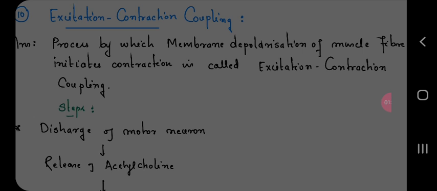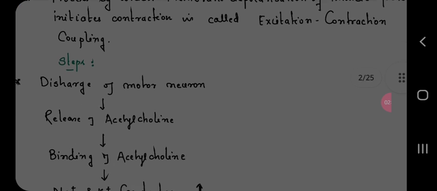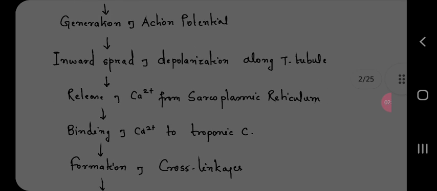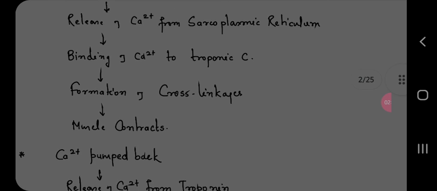Excitation contraction coupling is the process by which membrane depolarization of the muscle fiber initiates contraction. The steps are: discharge of motor neuron, release of acetylcholine, binding of acetylcholine, sodium and potassium conduction increases, generation of action potential, inward spread of depolarization along the T-tubule, release of calcium from the sarcoplasmic reticulum, binding of calcium to troponin C, formation of cross bridge and muscle contraction.